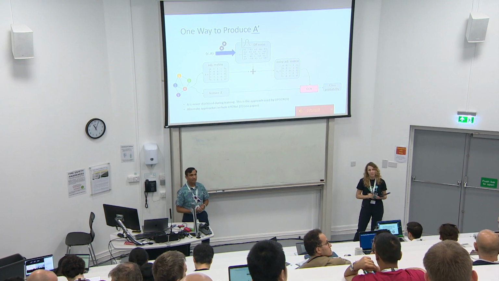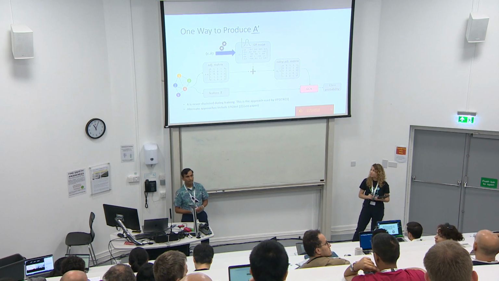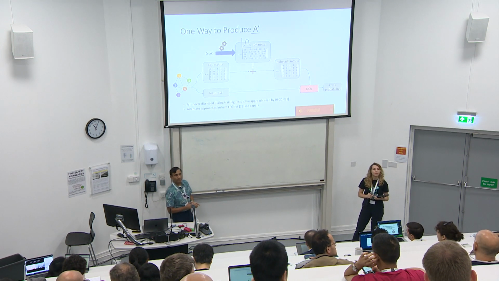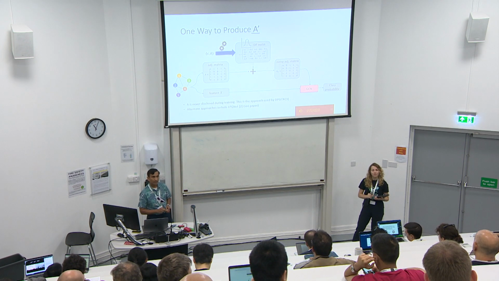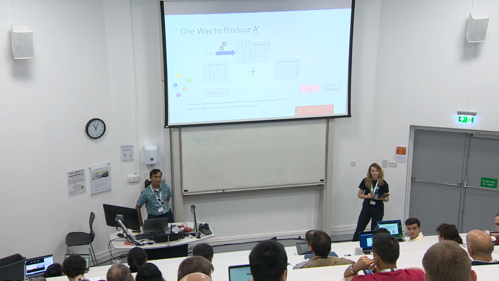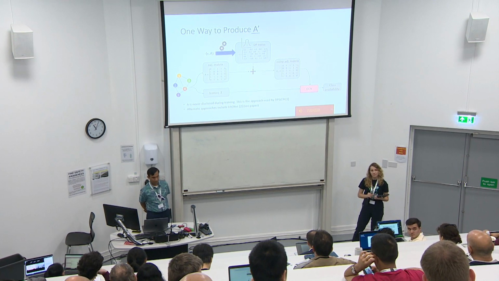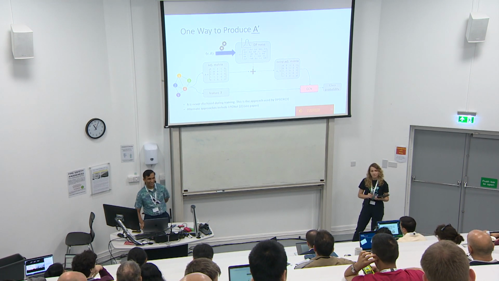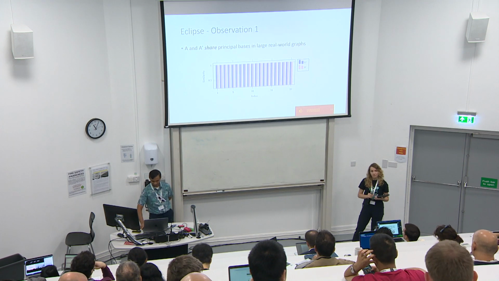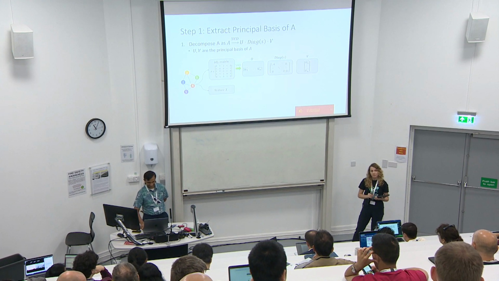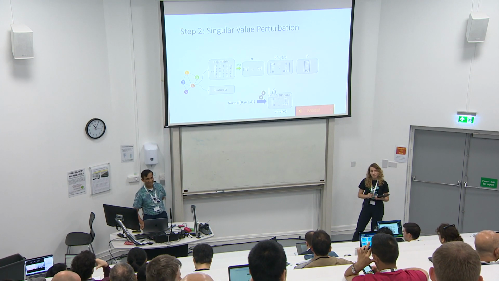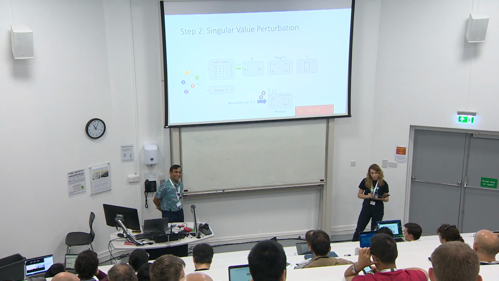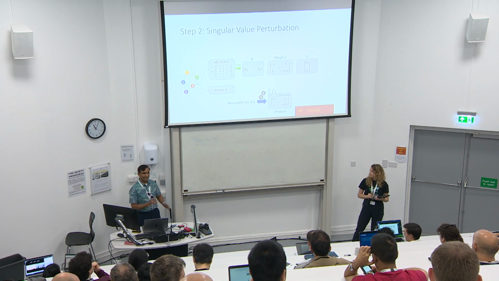I had a question. If the security guarantees between DP-GCN are the same as Eclipse, like with DP-GCN, you're adding your DP noise to the A matrix, versus in Eclipse you're adding it to the SVD. And so, is your approach DP with respect to the SVD, or how do you compare across the two?